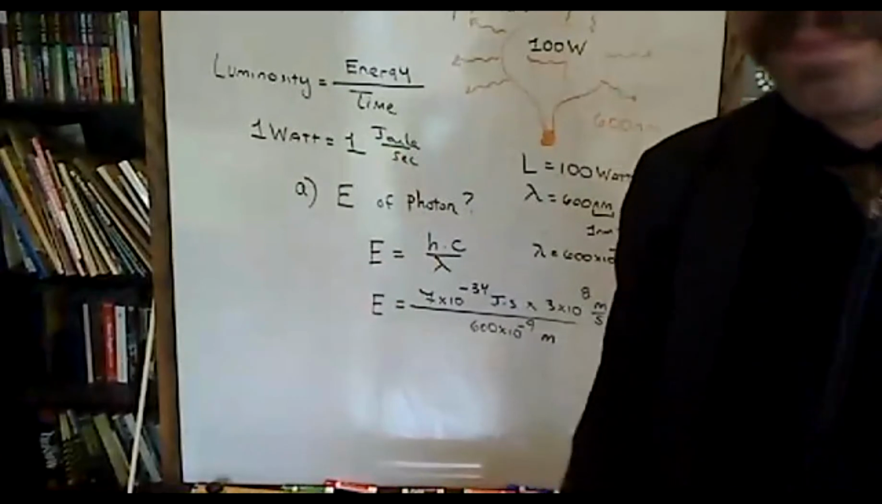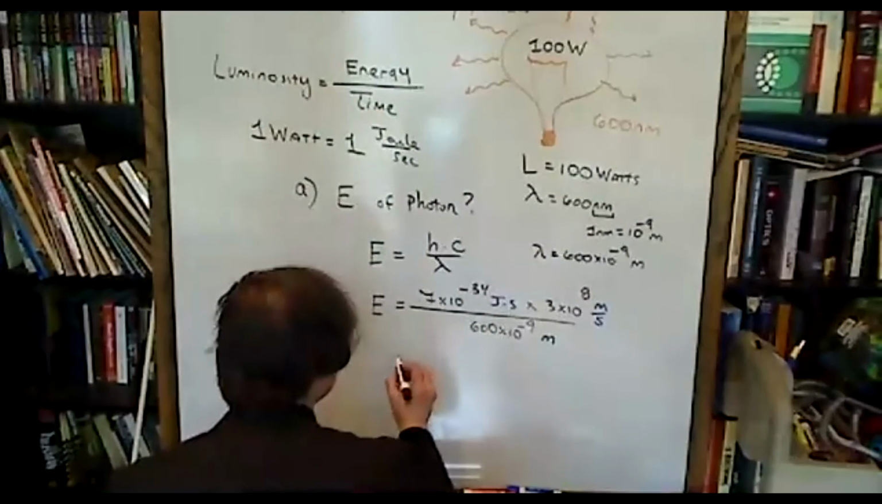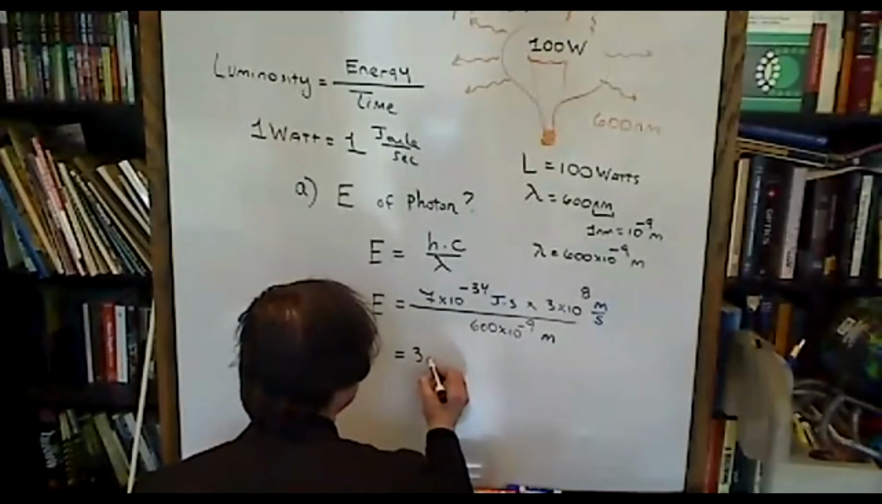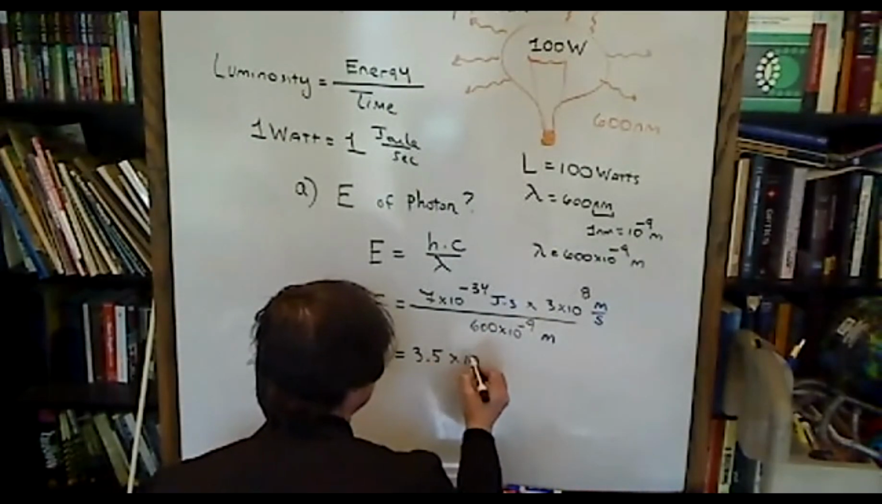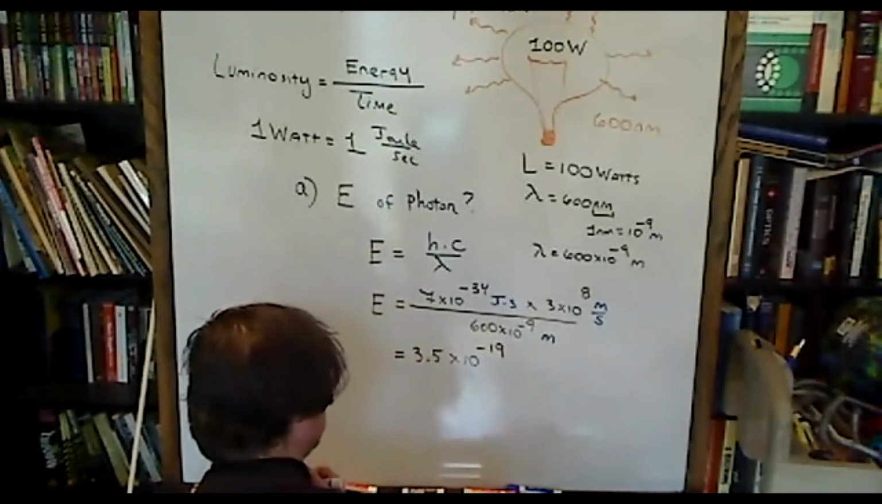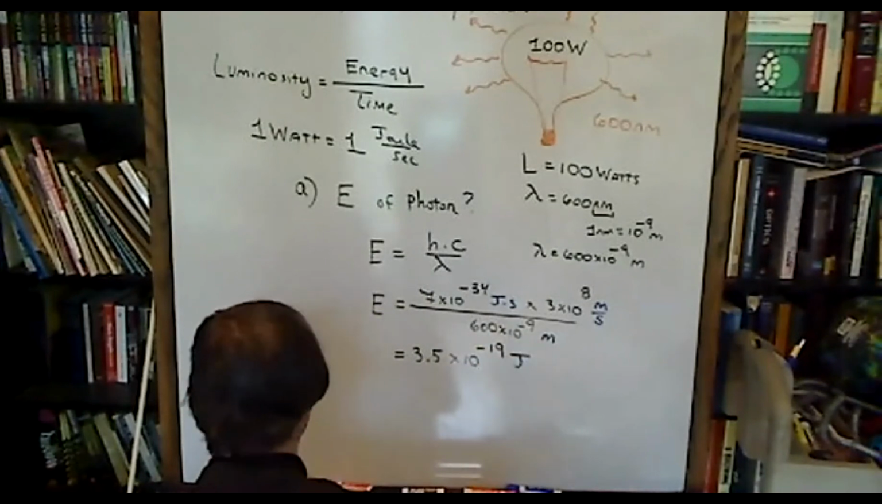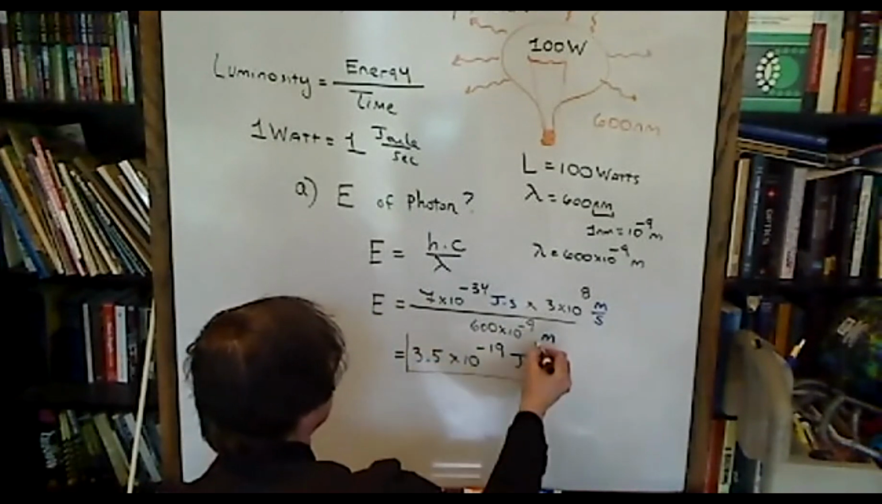I got 3.5 times 10 to the -19. Sounds good to me. That's what I got. Can someone else confirm that? That's what I got as well. What are your units? Joules. Box it up. Part A is done. Yay.